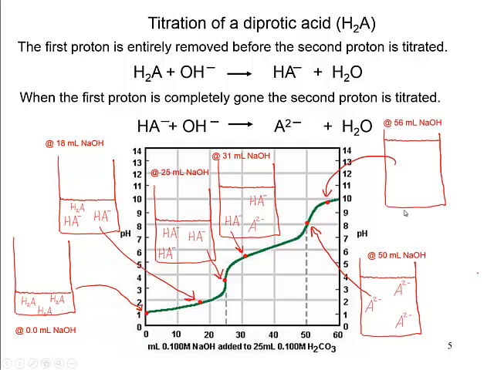This is at 56 milliliters, and now neutralization of hydroxide has ceased after the second equivalence point. There is no weak acid to neutralize the hydroxide, so what happens is the A2 minus remains in solution as a weak base, and hydroxide is now not being neutralized. So after the 50 milliliter mark, at 56 milliliters, there has now been 6 milliliters of unneutralized hydroxide added to the solution.